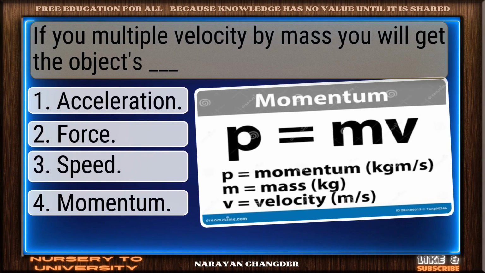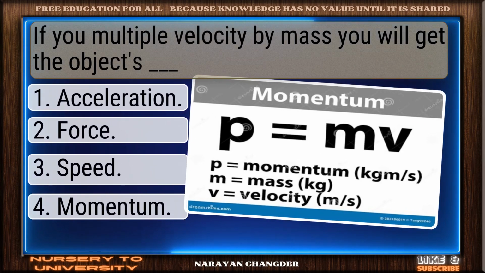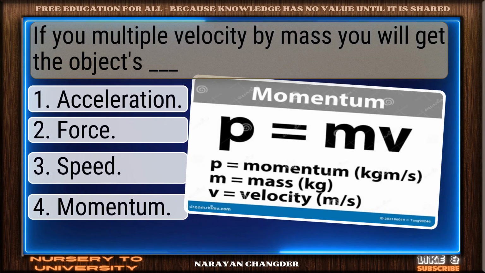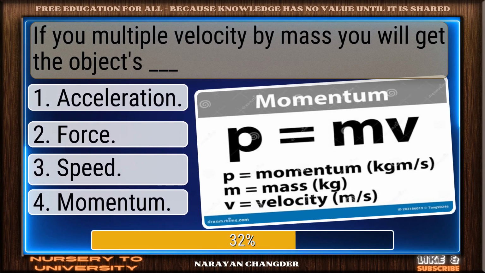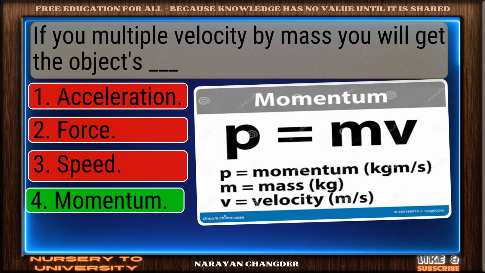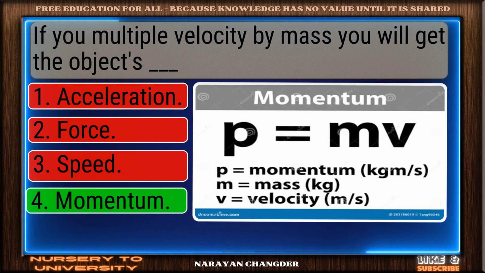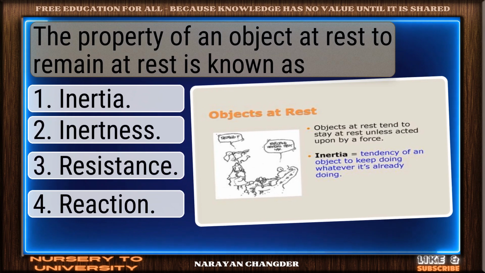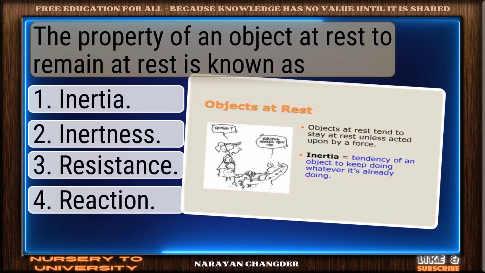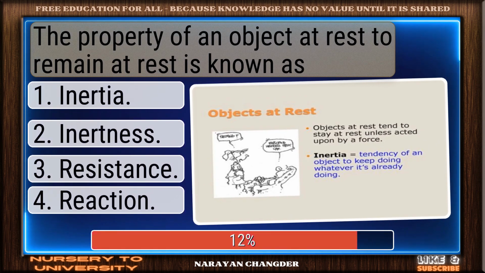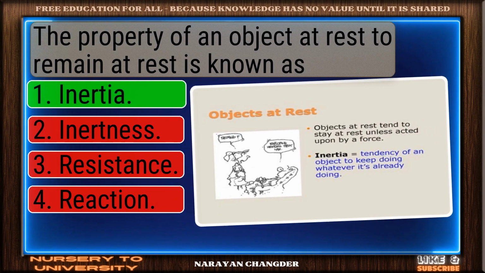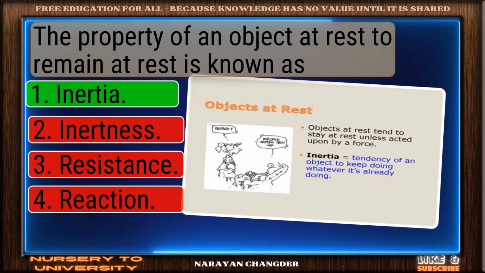Question number 152. If you multiply velocity by mass, you will get the object's dash. Smart move. Momentum is an accurate answer. Question number 153. The property of an object at rest to remain at rest is known as. Right choice. Inertia is the best answer.